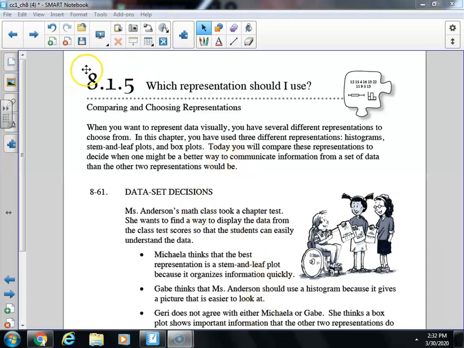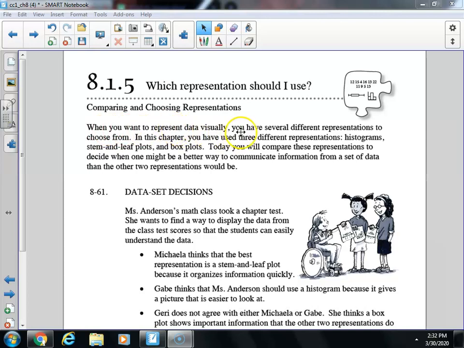Alright, welcome back guys. Today we're going to be doing lesson 8.1.5, which representation should I use? So we've talked about lots of different ways to represent data. We want to start talking about which one gives us the best type of information for what we're trying to answer. So if you guys go and read along with me, when you want to represent data visually, you have several different representations to choose from.